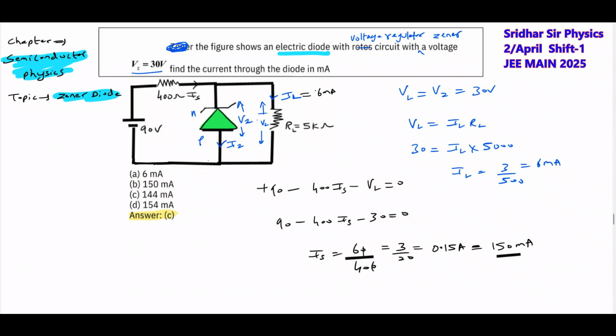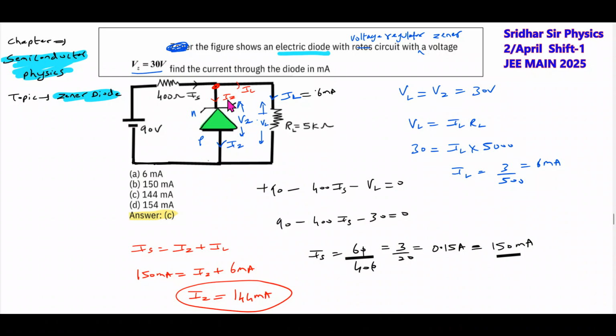Applying the KCL at this point, you should apply KCL here. Is, Iz, and this IL. What is Is? Is will be 150 milliampere. IL will be 6 milliampere. Iz equal to 144 milliampere. This will be the Zener current. Fine. It's all about the Zener diode. The drop across the load will be that of the Zener diode, and applying Ohm's law, then applying the KCL. These are the basic ideas.